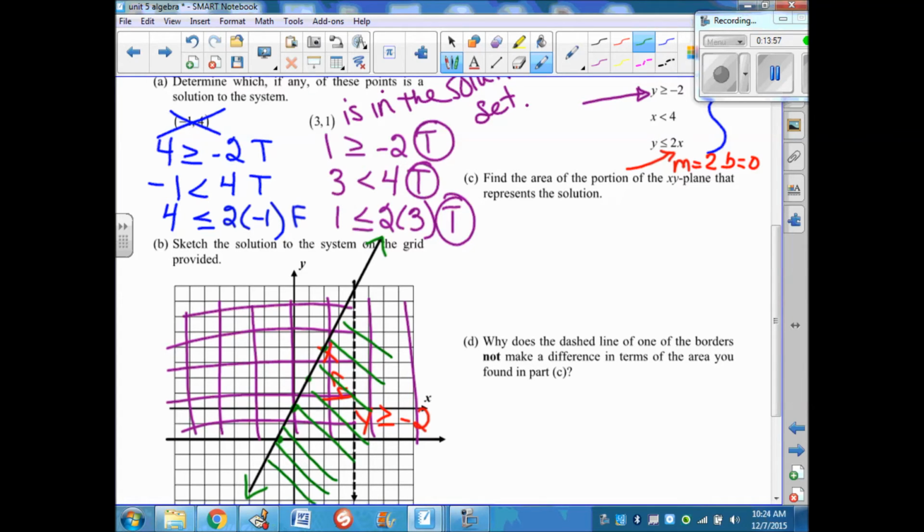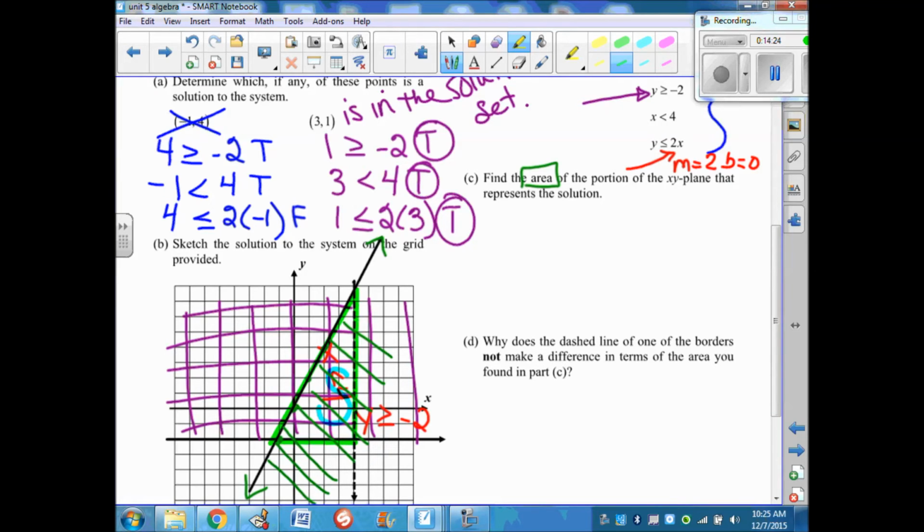And where do the solutions fall? The solutions should fall right where all 3 of those shadings overlap, and we should start to see that occur right in that triangle. Part C says, find the area of the portion in the xy plane that represents the solution. So I mentioned that that does give us a triangle. Hopefully you can see that.